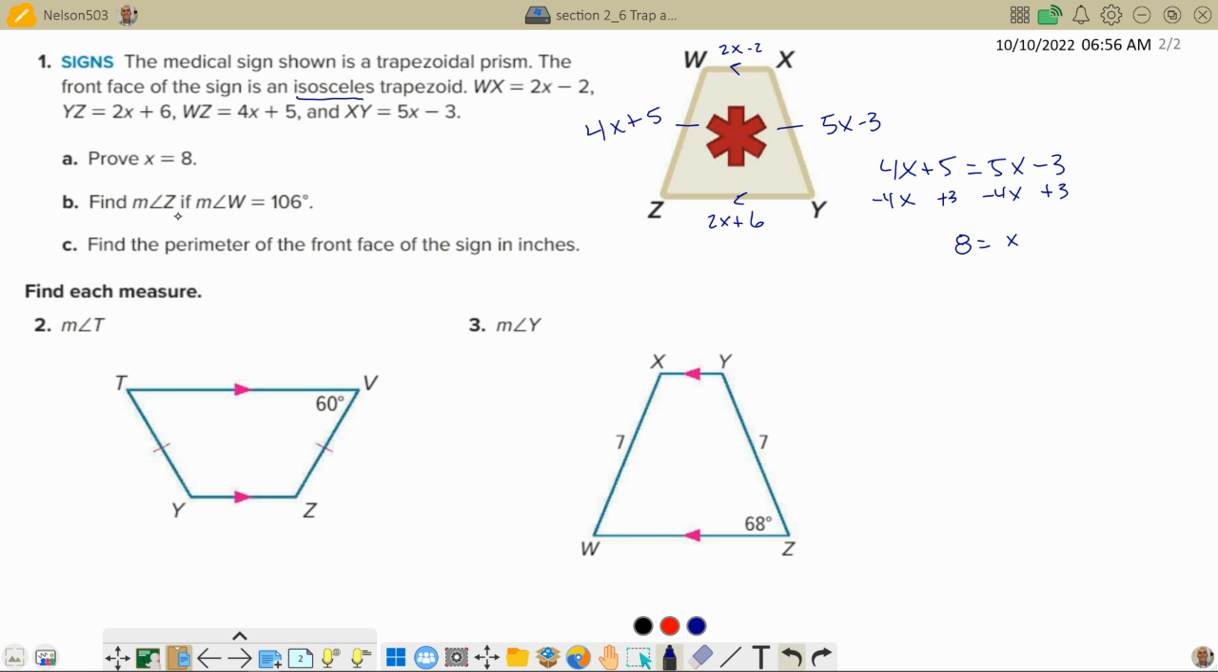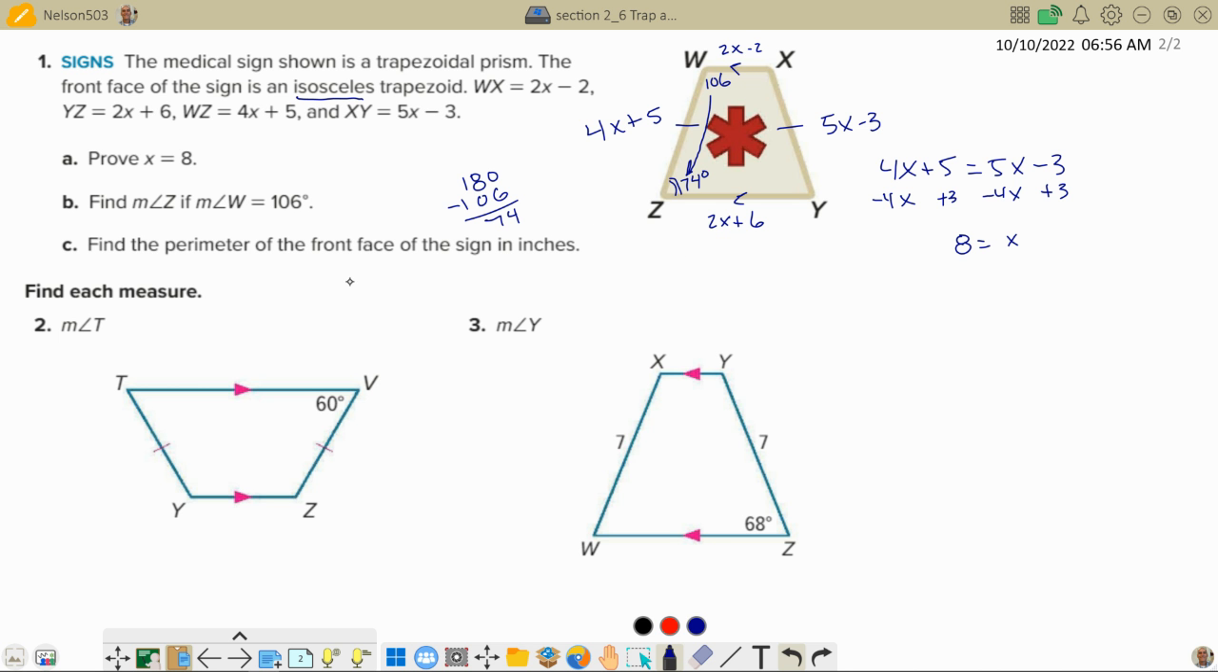Now it says find angle Z if W is 106. So this is 106. Angle Z is the consecutive angle between the bases, so it's got to be supplementary. This one down here has to add to that one to give us 180. So that would be 74 degrees. Let me write some work down here for you: 180 minus 106 is 74 degrees.